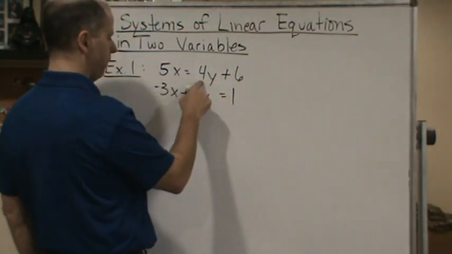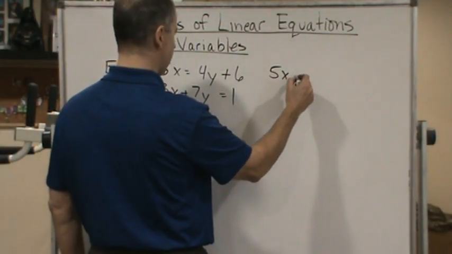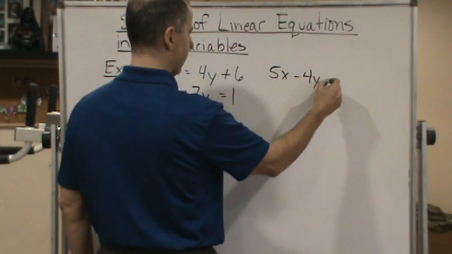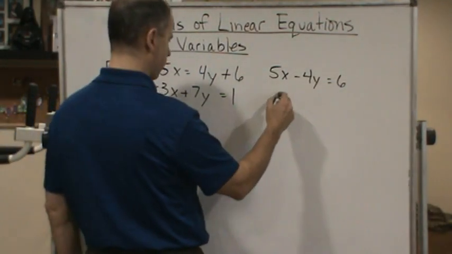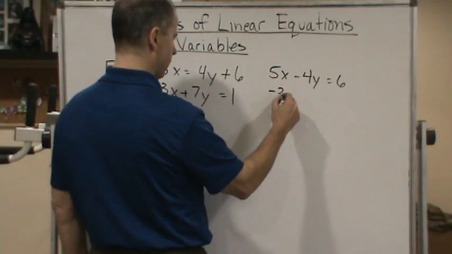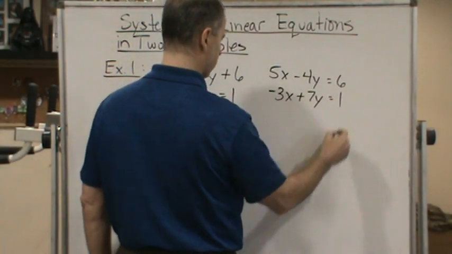So we're going to move the 4y over. So this is going to be 5x minus 4y is equal to 6. And then this one's already in the right form. So we just have to line up the variables. Negative 3x plus 7y is equal to 1.